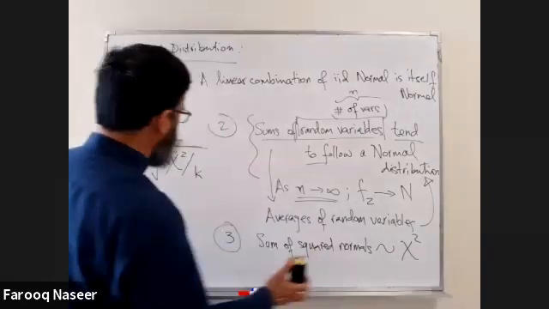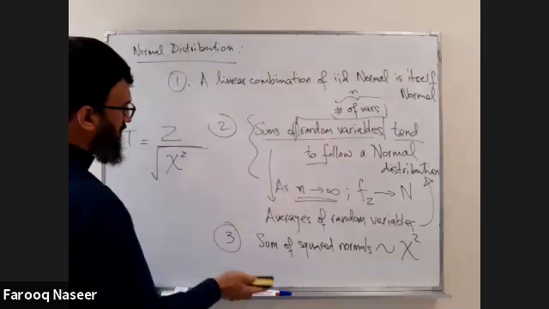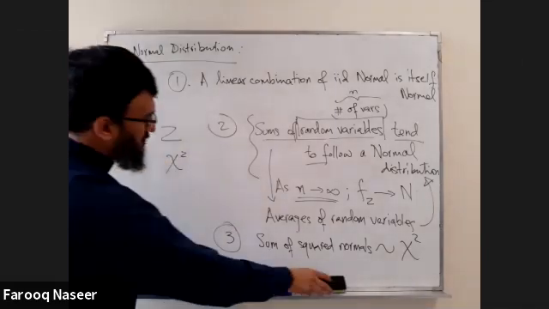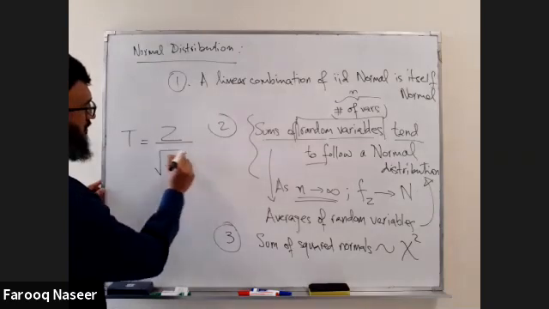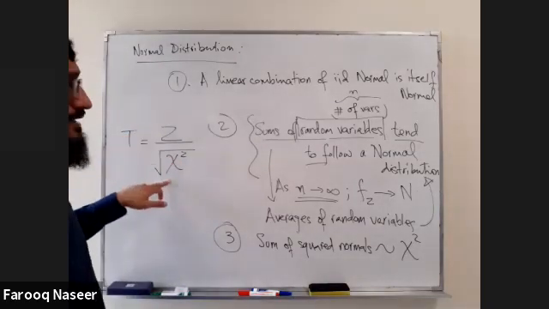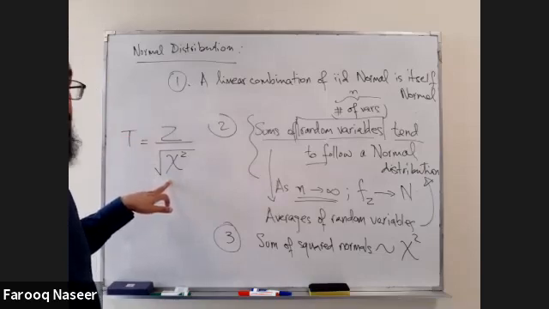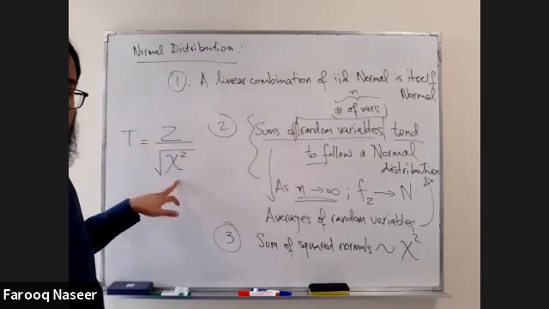Let me drop this K to avoid confusion. My idea here is not to be exact, precise, but to just give you a sense of the relation. So if you take a standard normal, divide it with a chi-squared variable, with a square root of a chi-squared variable.